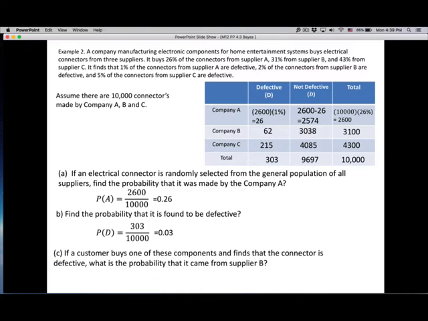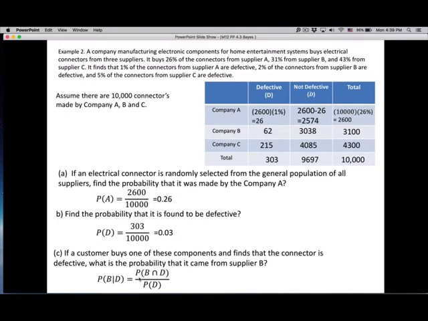Okay, last one. If a customer buys one of these components and finds that the connector is defective, what is the probability that it came from supplier B? Okay, again, this is Bayes' theorem, conditional probability. We are looking for the probability that it came from supplier B, given that the connector is defective. So we're gonna write it down here: the probability that it's made by supplier B, given that the connector is defective.